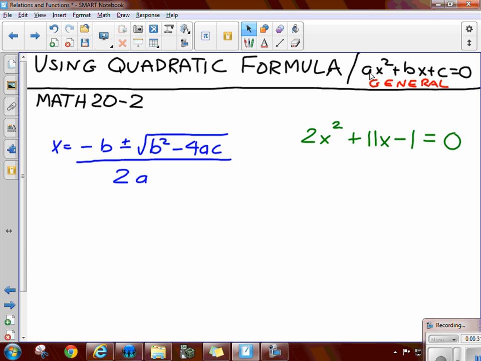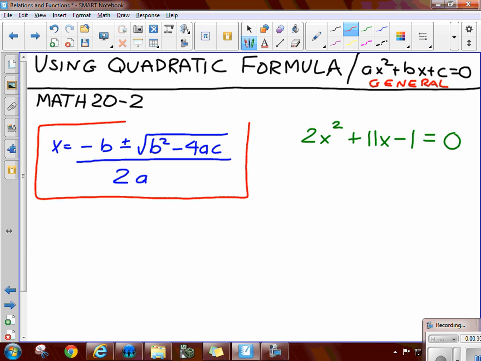Now, the quadratic formula is actually just this big equation here. This equation will always be given to you on a formula sheet or on the board for any kind of assessment or any kind of activity. But it's important to note that the quadratic formula is just another way to solve a quadratic. In other words, it's just another way to find your x-intercepts, your solutions, your roots, your zeros, whatever you want to call them.